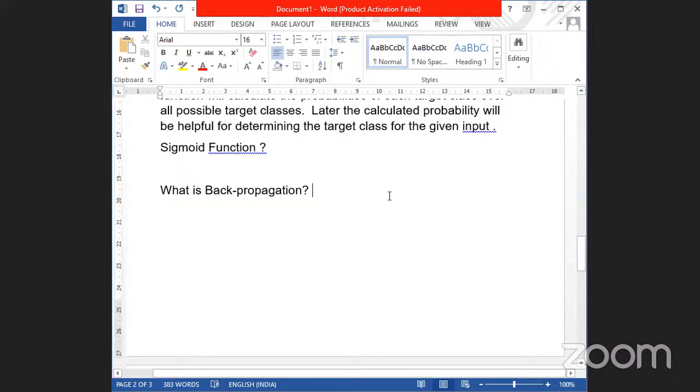Okay, let me tell you the answer. Backpropagation is the essence of neural network training. It is the method of tuning the weights of a neural network based on the error rate obtained in the previous epoch, like an iteration. Proper tuning of the weights allows reducing the error rates and makes the model reliable by increasing its generalization.